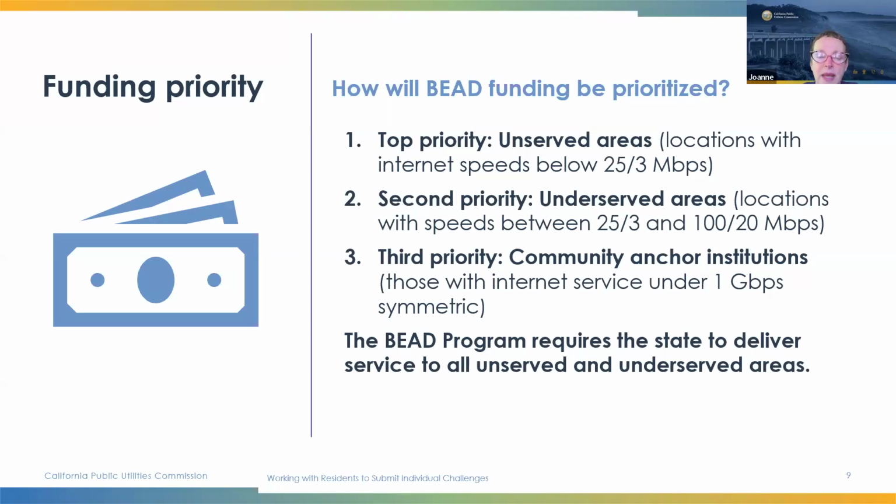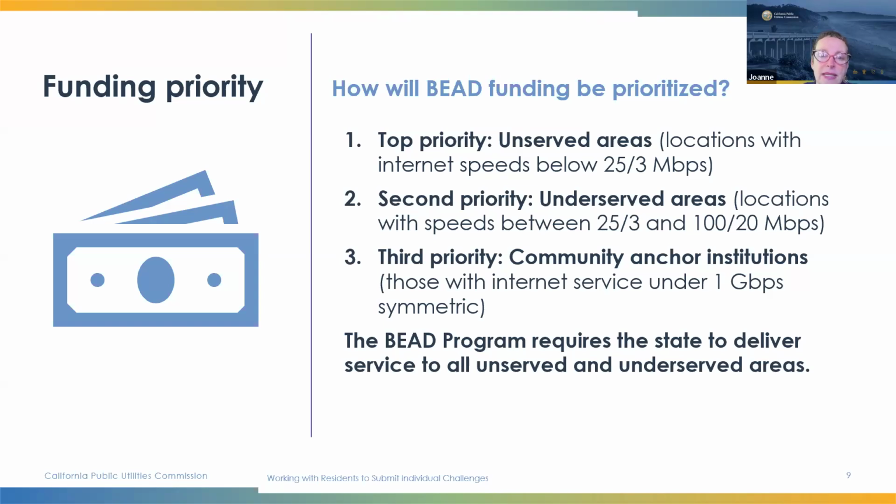And community anchor institutions, in federal jargon known as CAIs, are institutions such as schools, hospitals, community centers, libraries, and so on, where those faster speeds of a gigabit symmetrical or more are important for being able to serve large segments of the community.